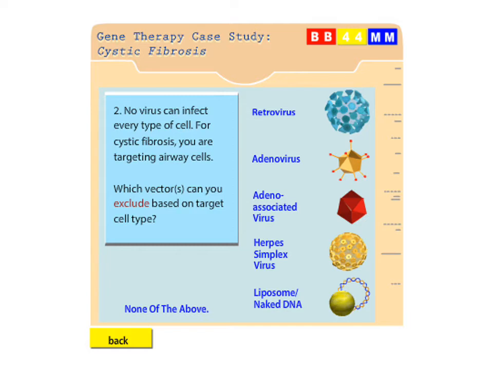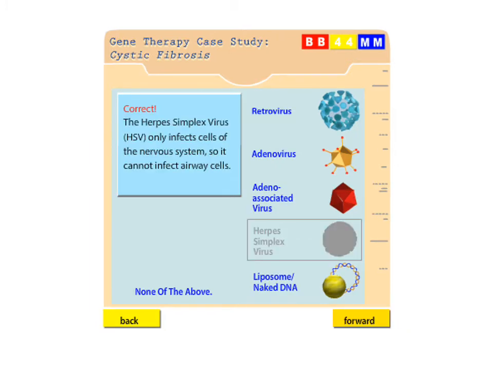The second consideration: no virus can infect every type of cell, so we want to be mindful of what kind of cells we're targeting, and in this case it's airway cells. Are there any vectors we can exclude based on target cell type? If you recall, the answer is going to be HSV, because that can only target cells of the nervous system. So now that's blacked out in our slide.